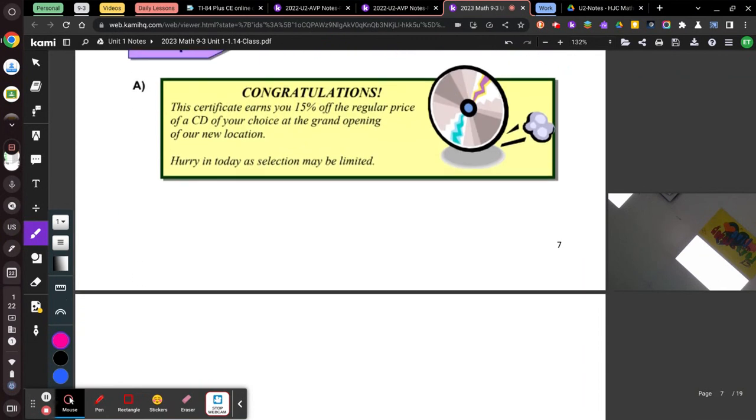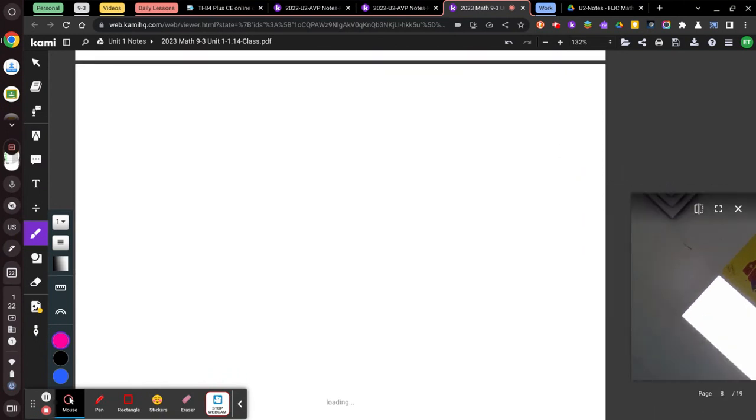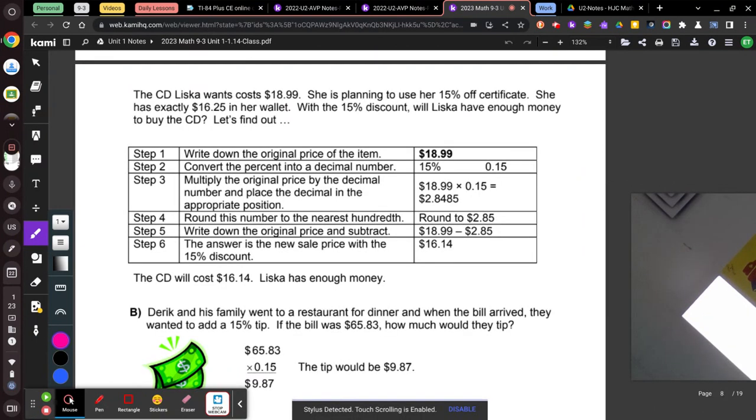So now it says, congratulations, this certificate earns you 15% off the regular price of a CD. Hurry in and join. Your selections will be limited. So let's turn our page.